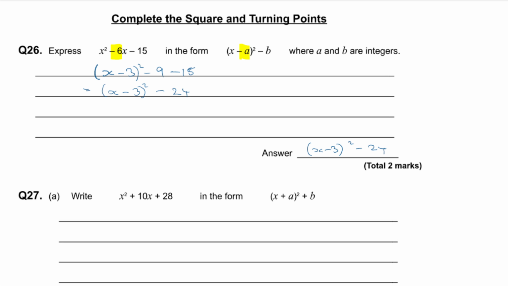Part 27a, write x squared plus 10x plus 28 in the form x plus a all squared plus b, so in completed square form. Again, I'm going to take this coefficient of x and halve it. That's the thing that goes in the bracket: x plus 5 all squared. I'm going to take off the square of 5, minus 25, and add on the 28 I already had. Tidying up that bit at the end, I get x plus 5 all squared plus 3.